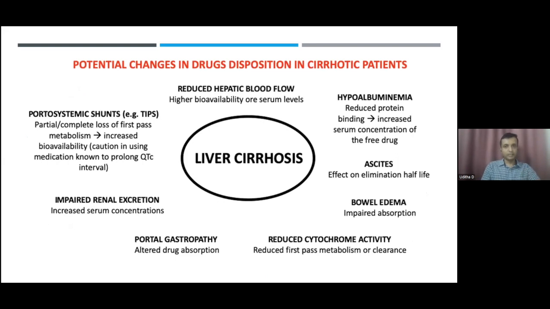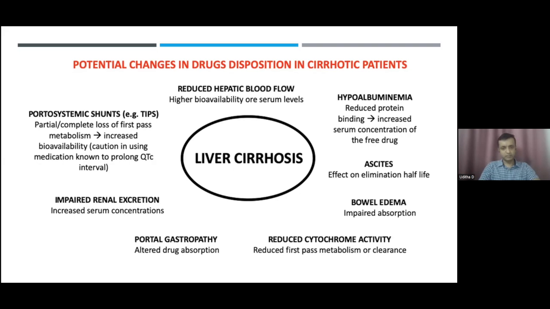So, elaborating further on that, there are several reasons why liver cirrhosis would affect the drug disposition. For example, patients with systemic shunts, which could be therapeutic like TIPS, or could be physiological or pathological shunts in advanced cirrhosis, affect the drugs which have a significant first pass metabolism. So for drugs like beta blockers, when the shunts are present, they are exposed directly into the circulation, which increases the bioavailability. And of course, there's impaired renal excretion, as we discussed.